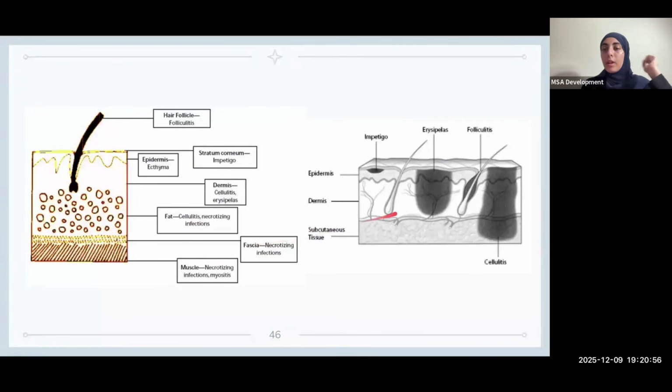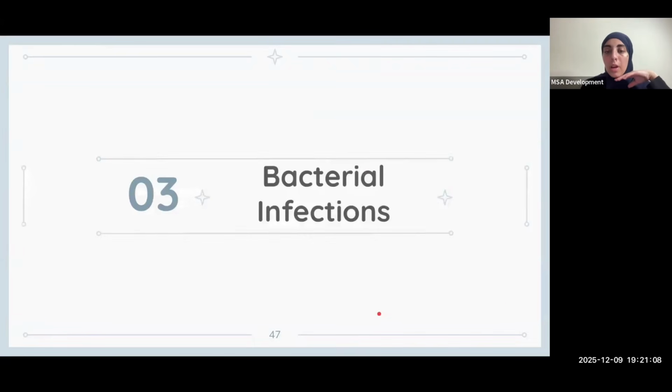Okay? This is the same thing we just said. The hair follicle: folliculitis. Epidermis: impetigo. In the dermis, we have erysipelas and cellulitis. Erysipelas is more superficial than cellulitis. Cellulitis can go even deeper.